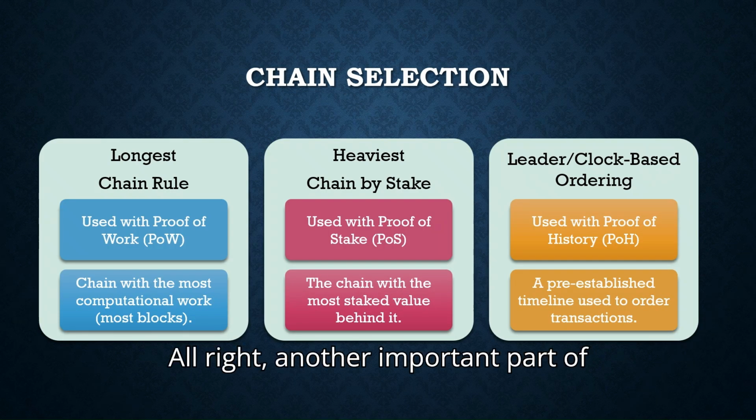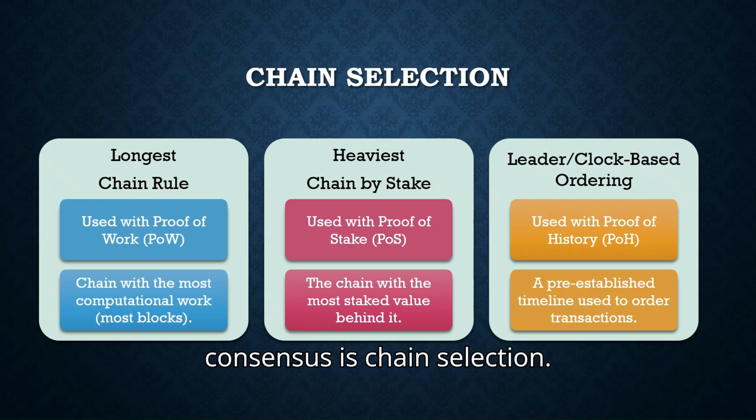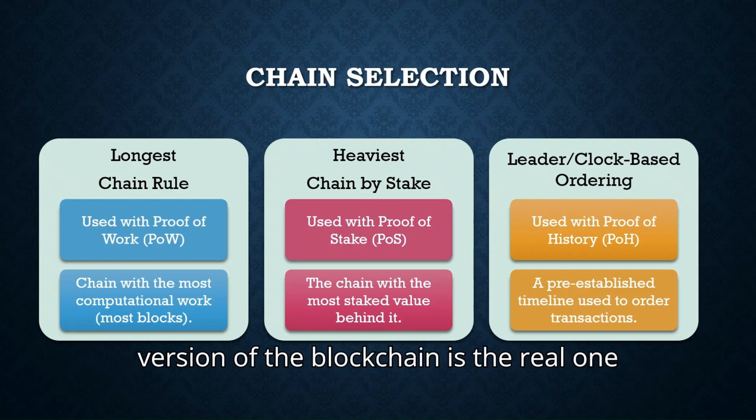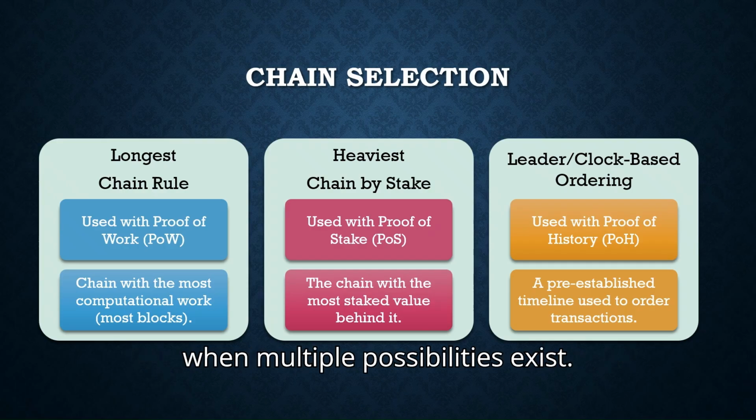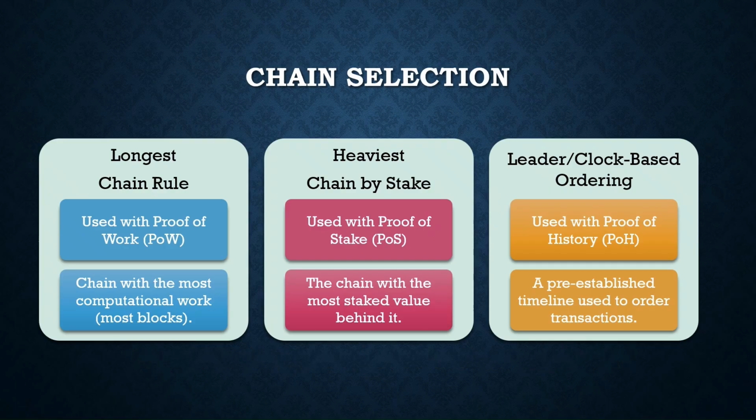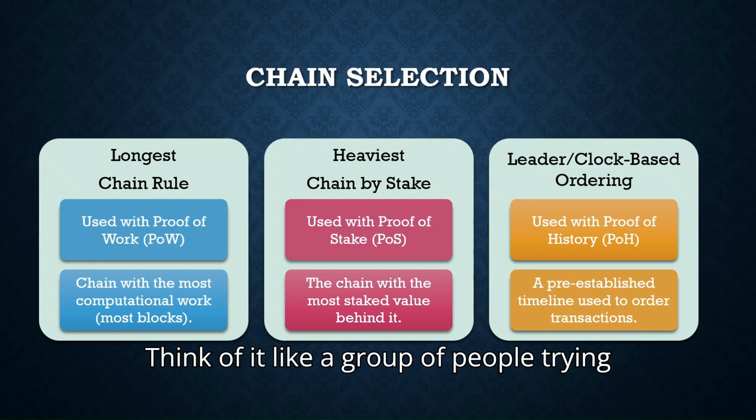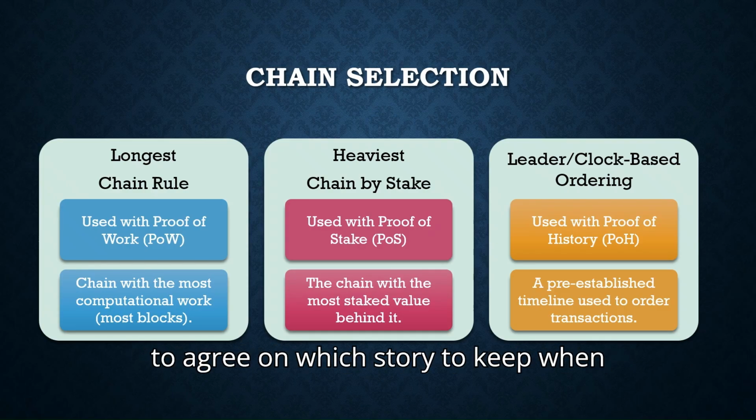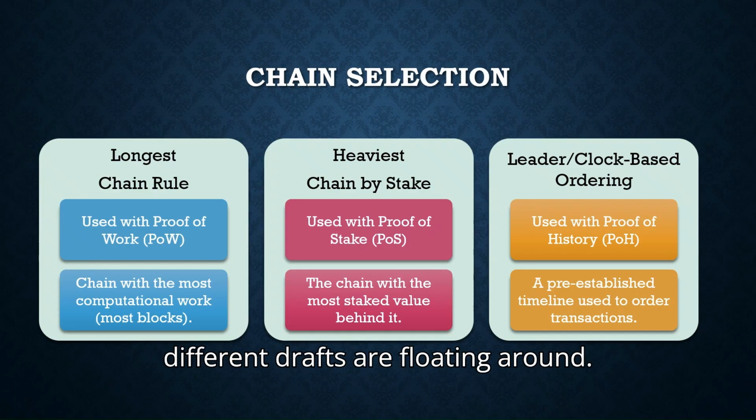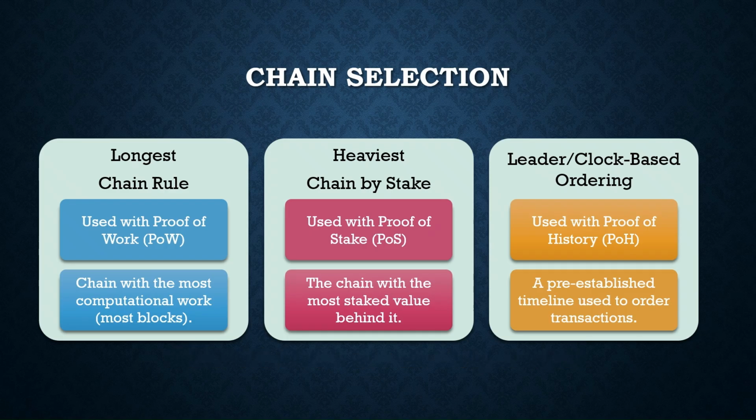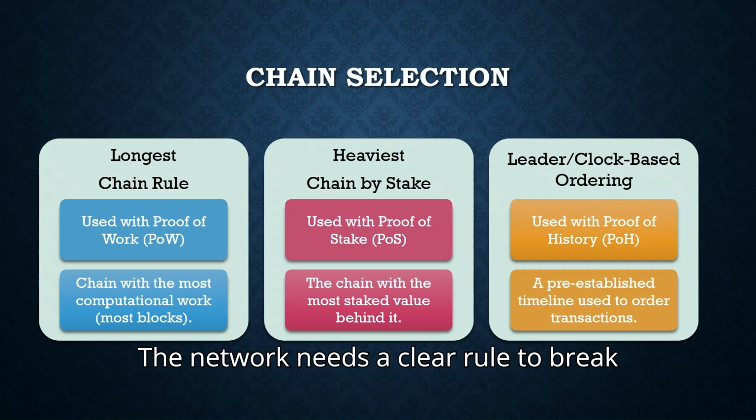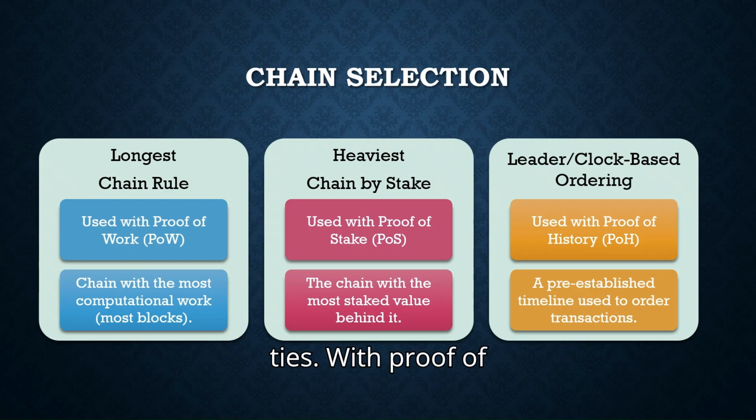All right, another important part of consensus is chain selection. This is how the network decides which version of the blockchain is the real one when multiple possibilities exist. Think of it like a group of people trying to agree on which story to keep when different drafts are floating around. The network needs a clear rule to break ties.